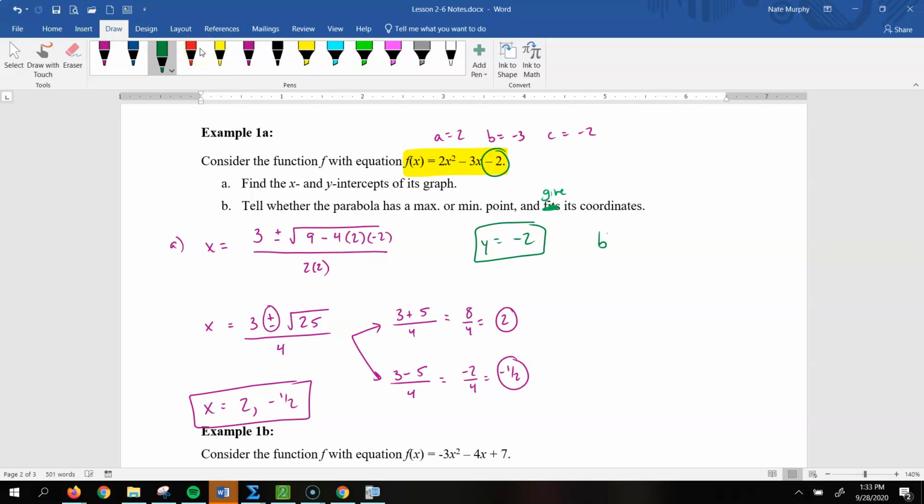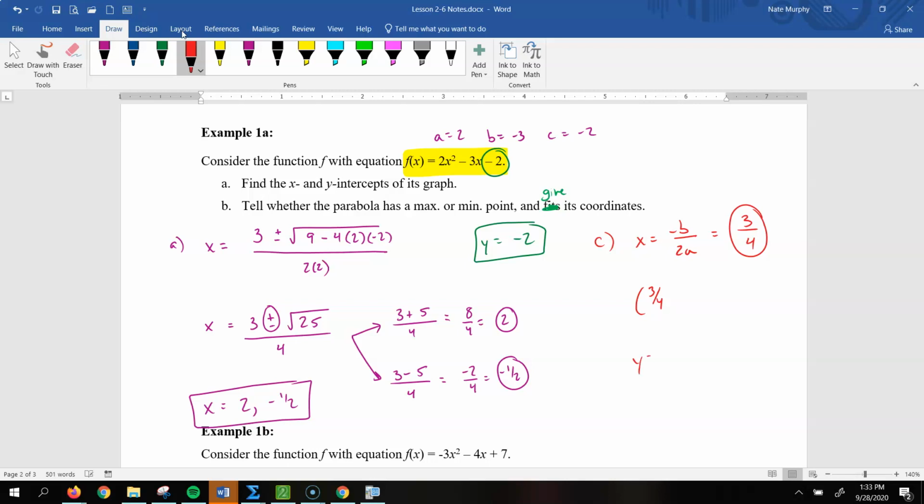Lastly, let's find the vertex. So the vertex, remember, is a coordinate. It's got an x value and it's got a y value. So let's start by finding the x value. To find the x value, it's the opposite of b over 2a. So again, b in this case is negative 3, so the opposite of that would be a positive 3. And then 2 times a, so 2 times 2 would be 4. So the x part of our vertex would be 3/4. Or if you want to do 0.75, that'd be fine as well.